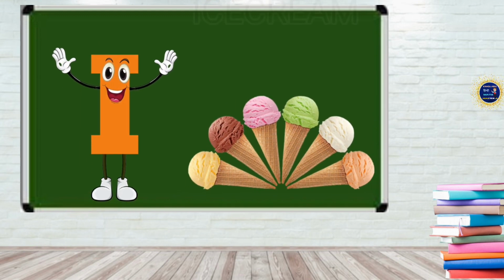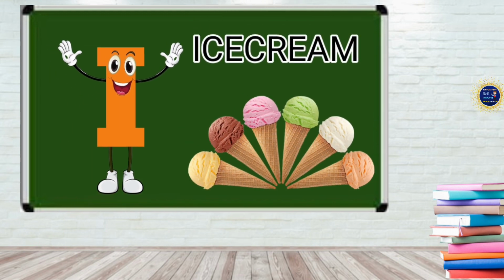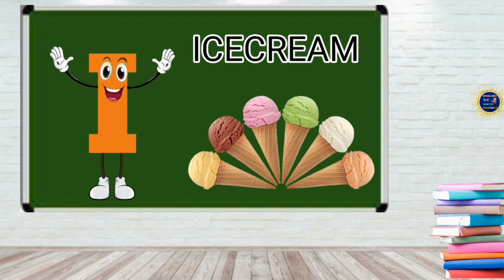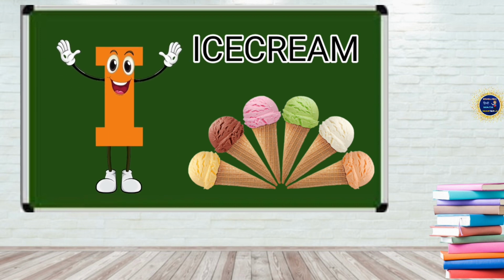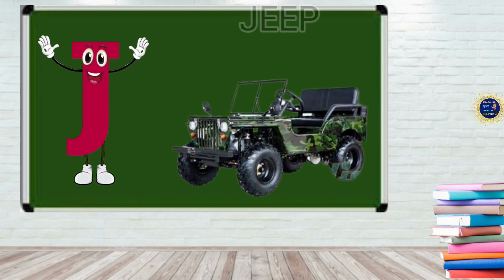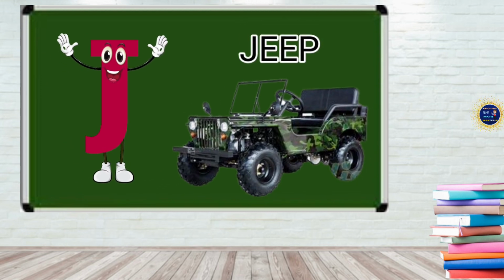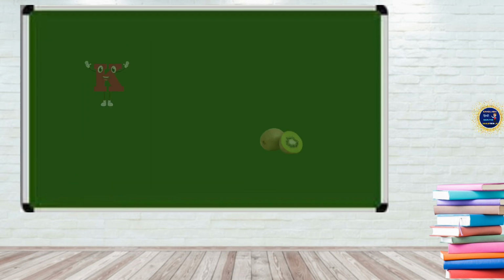horse. I, I for ice cream. I, C, E, C, R, E, A, M. J, J for jeep. J, double E, P, jeep.